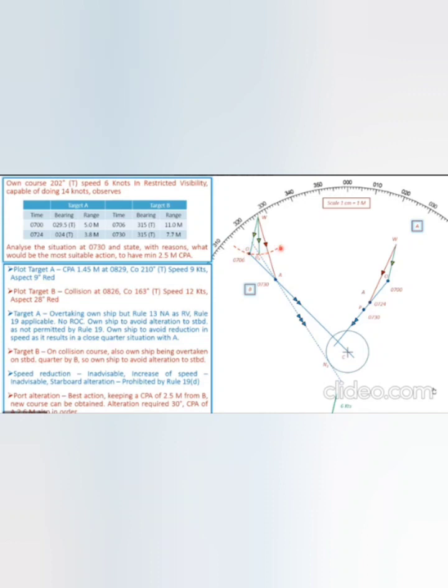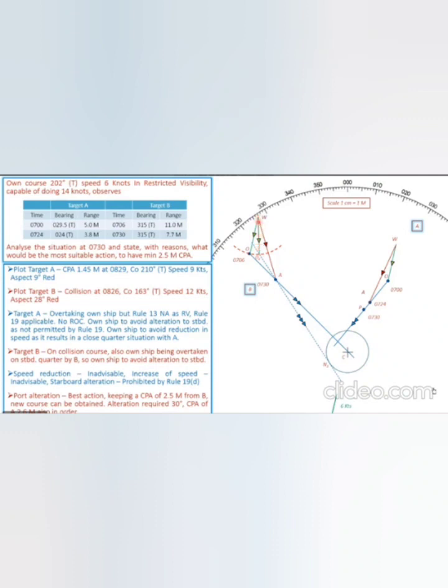There is no change in speed of own ship, but there is an alteration of course. Initially, if the ship was steering Whiskey Oscar course, now the ship is steering Whiskey Oscar 1 course. So there is an alteration of course to port.